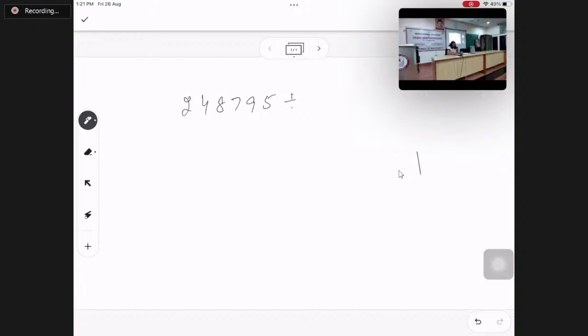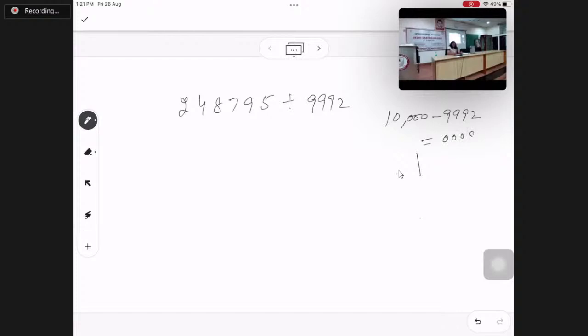Let me take something, say 9992. Next I will explain if the number is not closer to the base, then how do we perform the divisibility. Okay. So we have this 9992. This is closer to 10,000. So we have base as 10,000 minus 9992. So it is going to be 0008. This is the modified divisor.